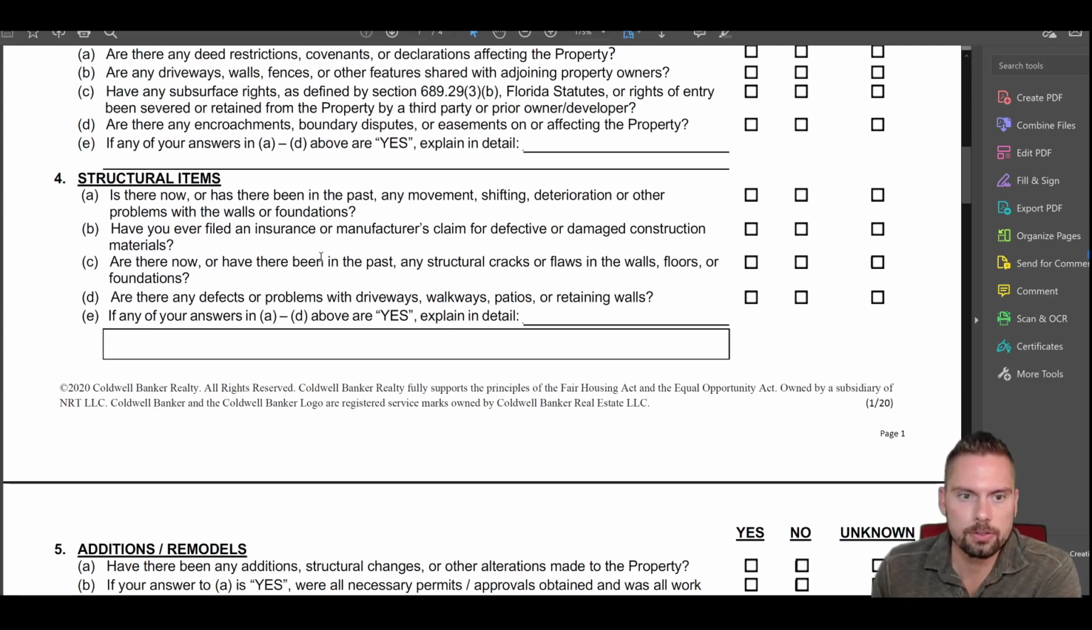Again, structure of the house, of the property. Again, unknown in most cases. For example, some of these questions, I'm not really sure how the expectation exists that you as a seller will definitively answer yes or no. Are there now or have there been in the past any structural cracks or flaws in the walls, floors, or foundations? Well, hopefully not, but unless you've inspected it or unless you are a contractor and you know what you're looking for, you probably aren't going to know. So it's unknown unless you actually know that there is in fact a problem. If you know about something, you need to disclose it.